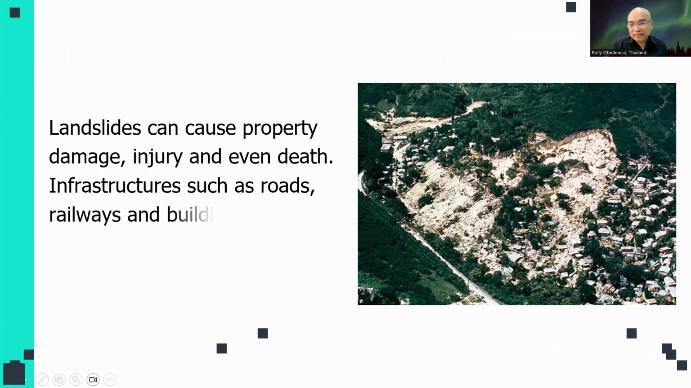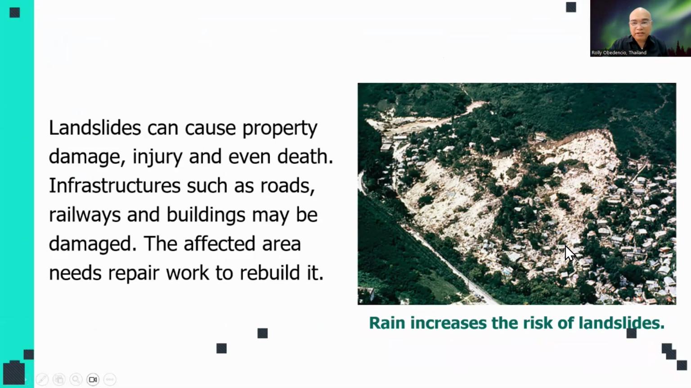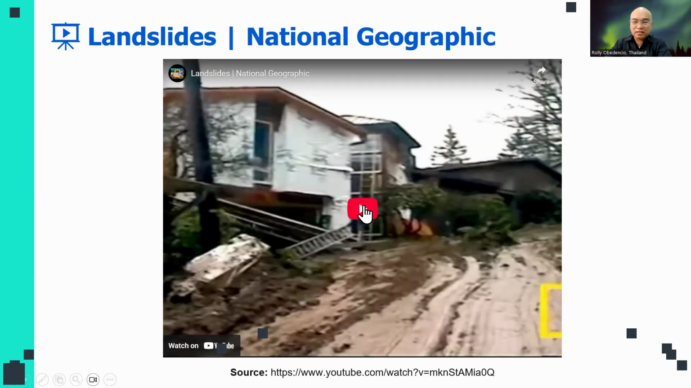Now, look at this. Landslides can cause property damage, injury, and even death. Infrastructure such as roads, railways, and buildings may be damaged. The affected area needs repair work to rebuild it. You see that? Rain increases the risk of landslides. Watch this video about landslides.